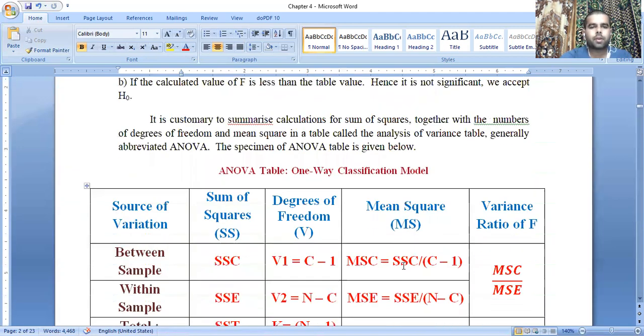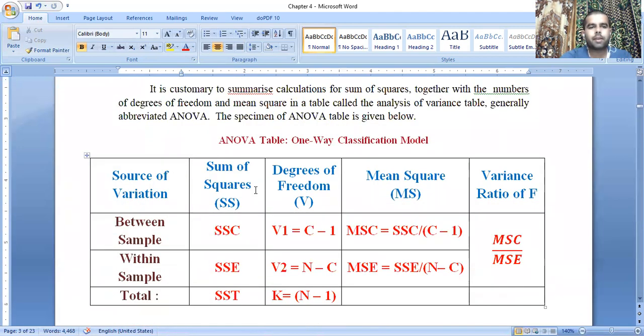Again, I am reminding you, please memorize this table. This table is very important. After memorizing this table, you will get complete clarity. While you are doing the problem, you will get a good idea, and confidently I can say that you will do this problem.